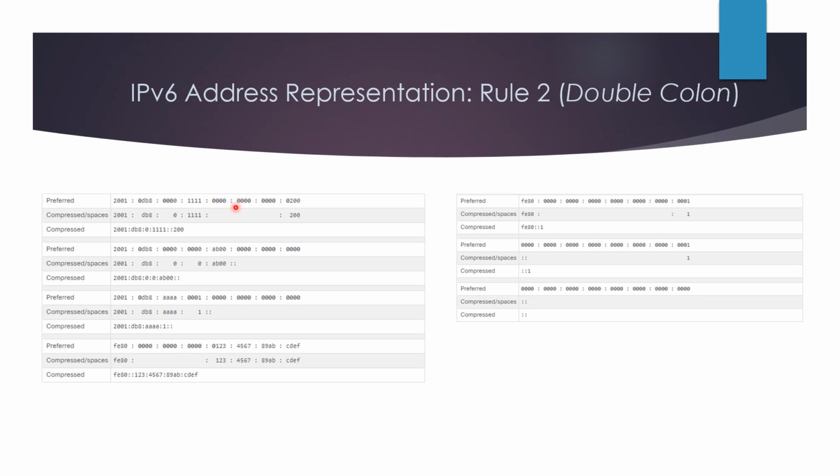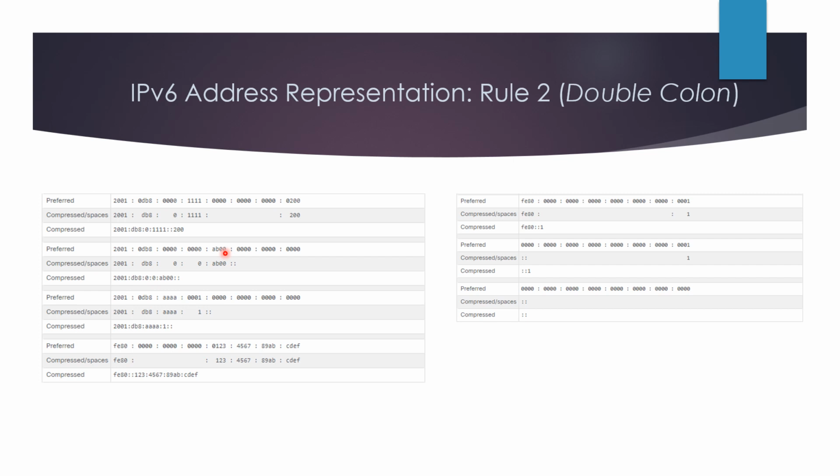So in this case, for both of them we will use the double colon. By using the double colon, we will go to the compressed IPv6 address as it is shown here. And if you see the second one, we have the preferred IPv6 address. And as you can see, only the first two hextets have different values.